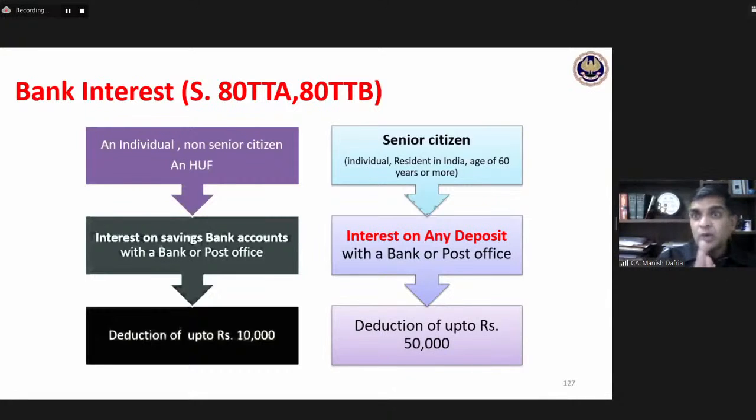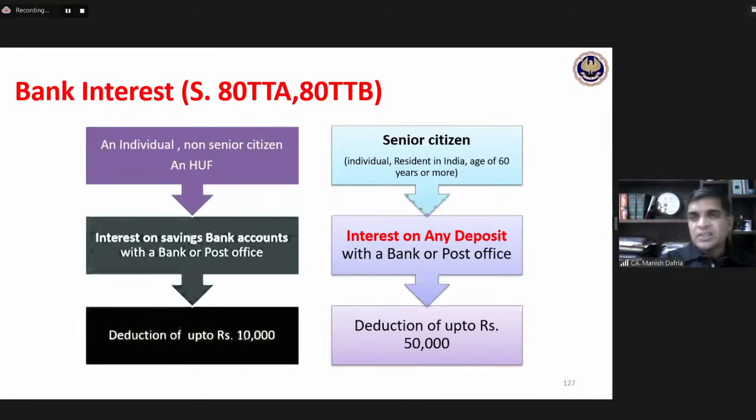Why it is good to have a combined study of both these sections, to see both these sections in a combined manner in order to appreciate the difference between the income eligible for deduction. In the case of 80TTB, interest on any deposit is eligible for deduction. In the case of 80TTA, only savings bank account interest is eligible for deduction. What does interest on any deposit mean? It means savings bank account interest. It means even FD interest also.